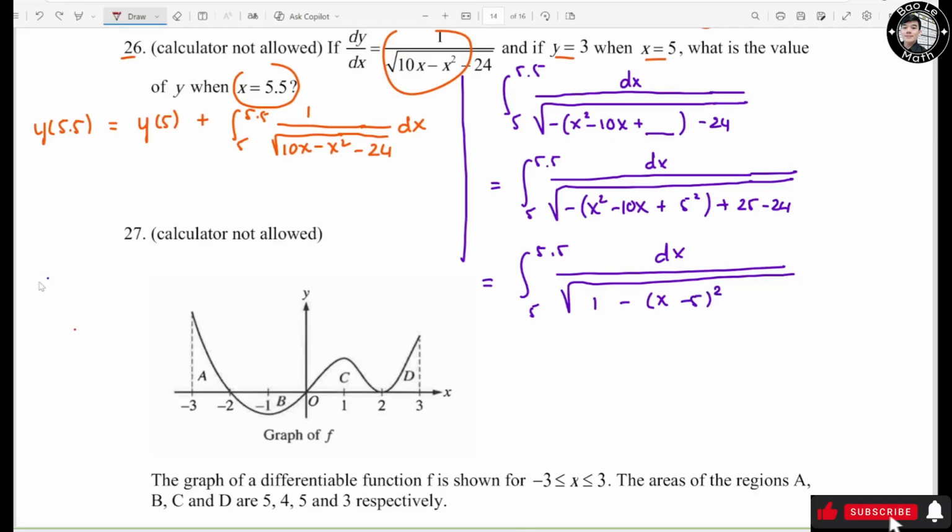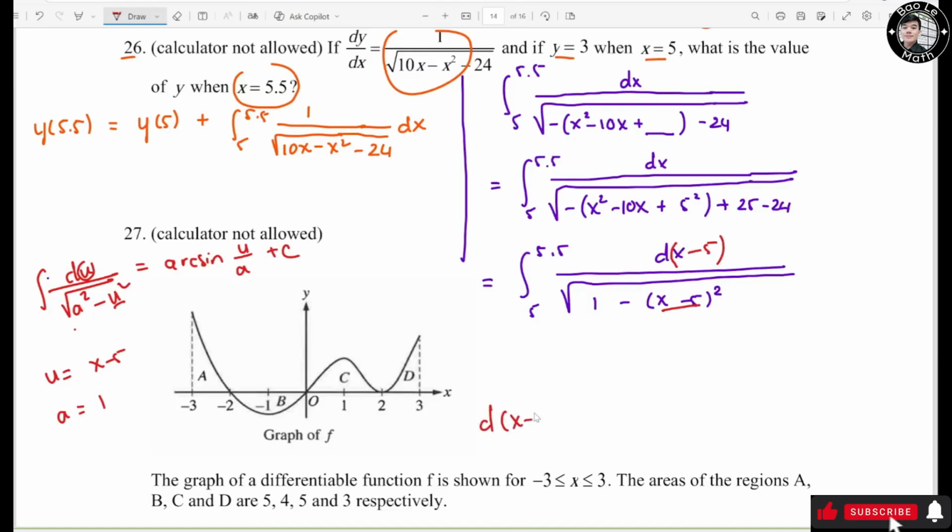Now I want to apply the formula: the antiderivative of du over the square root of a squared minus u squared is arcsine of u over a, plus c. Now u in this situation is s minus 5, and a in this situation is 1. So look at this one right here. This must be u, so this guy must be s minus 5. The derivative of s minus 5 is ds, so they're both the same. So now I can apply the formula right here.